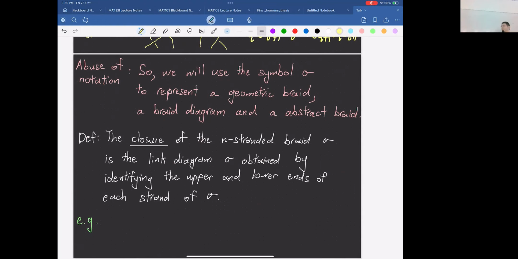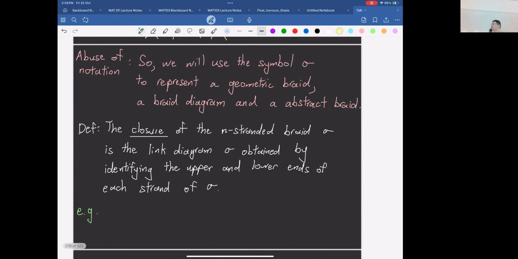In this case, we'll abuse notation. We just use sigma for every braid. You can think of it as a geometric braid, as a braid diagram, or as an abstract braid; it's fine. So what does it mean by the closure of a braid? You start with a braid, and then how do you take the closure? You just identify the upper ends and the lower ends of the strings. Then you will form a link. In this case, how many S1 do you see? Actually, you see 1, 2, 3: three S1.